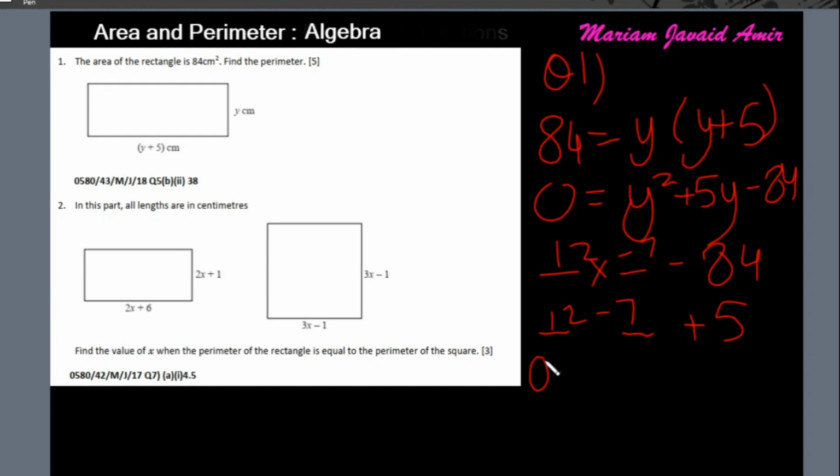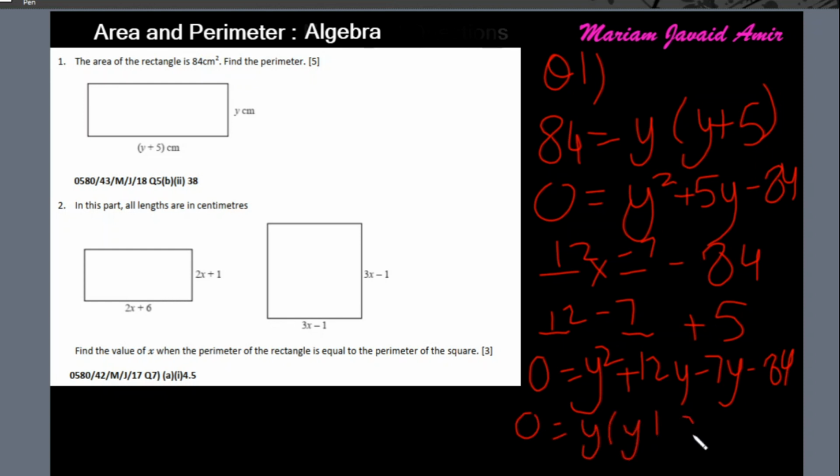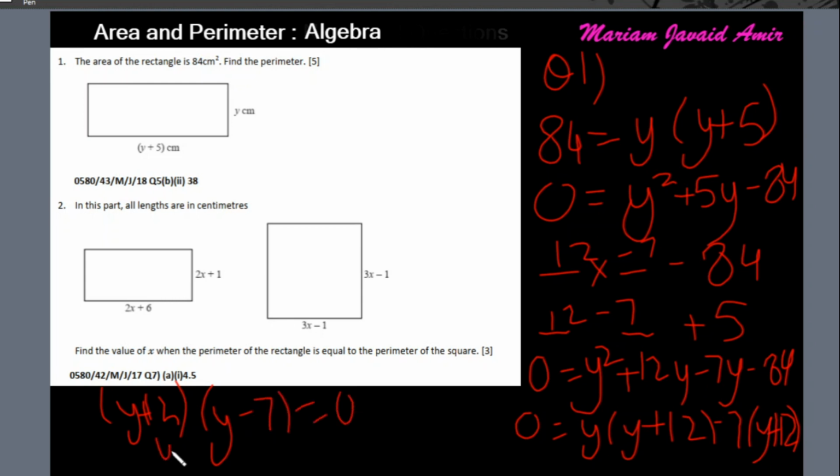So I'll break the plus 5y into 12y minus 7y minus 84. 0 equals y is common, y plus 12, minus 7 is common, and y plus 12. So we get y plus 12 and y minus 7 equals 0. So we get y equals 12 and y equals 7. Sorry, y equals minus 12 and y equals 7.